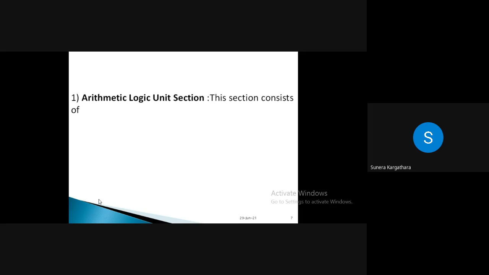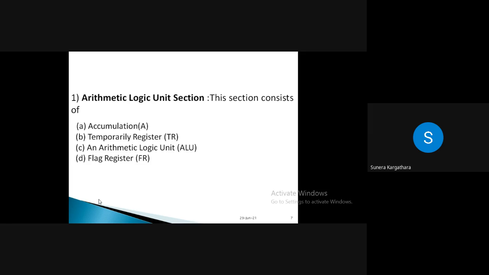The very first and very important, very basic function of any microprocessor is the arithmetic and logical unit section. Now, if you observe that arithmetic and logical unit section, it actually includes these 4 parts. Can you observe them in your architecture?